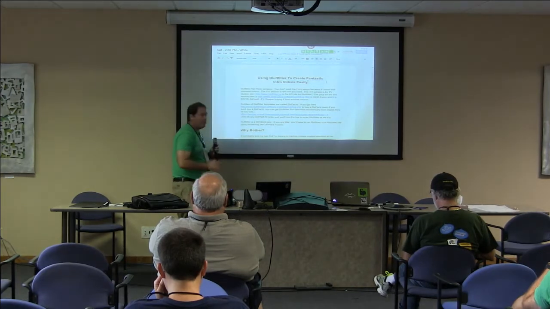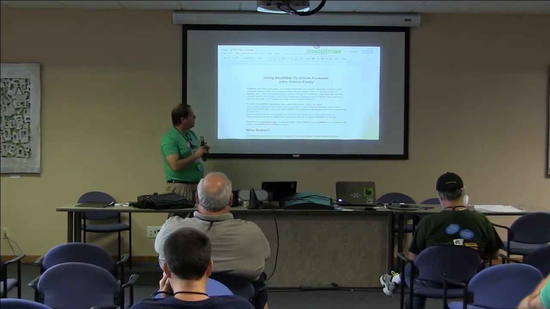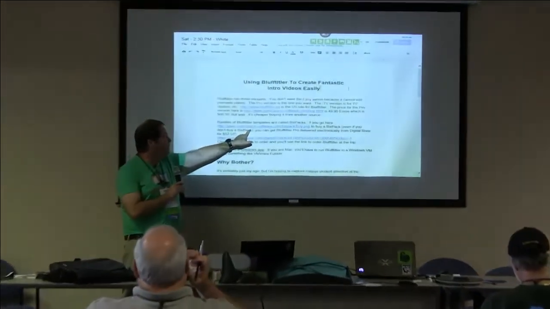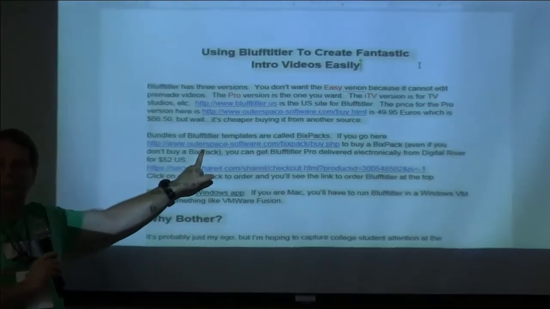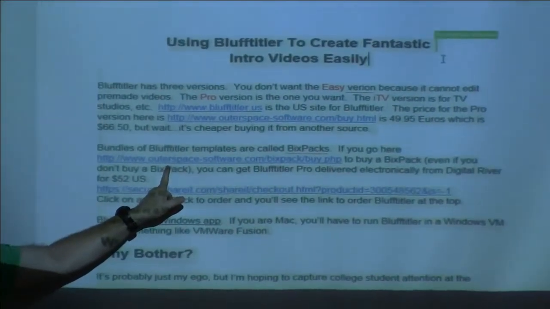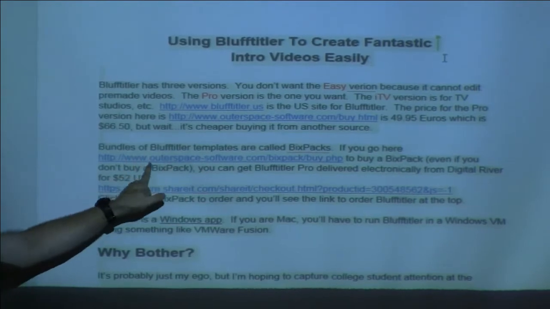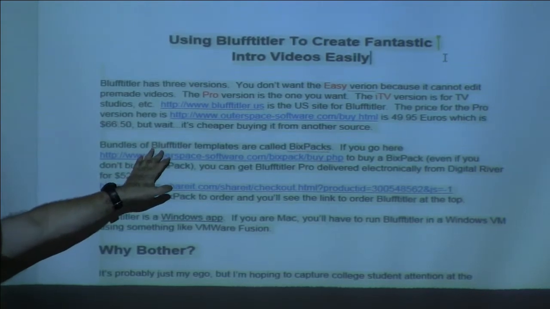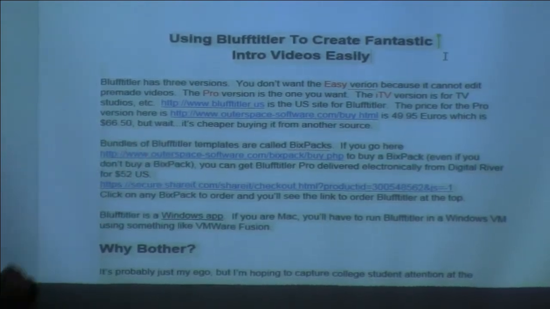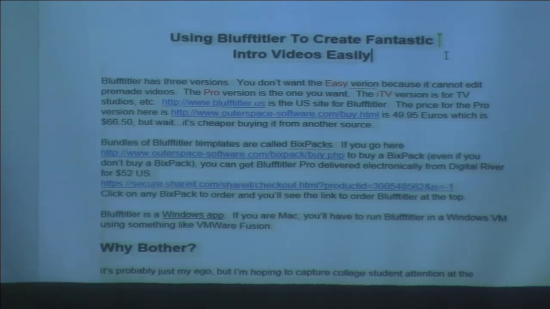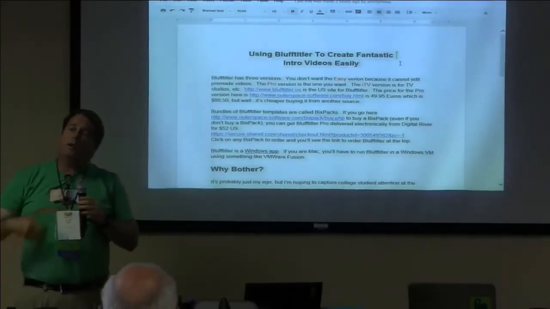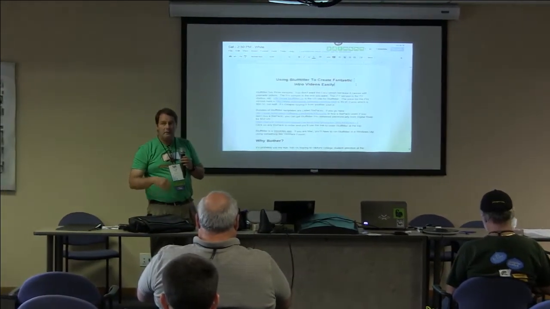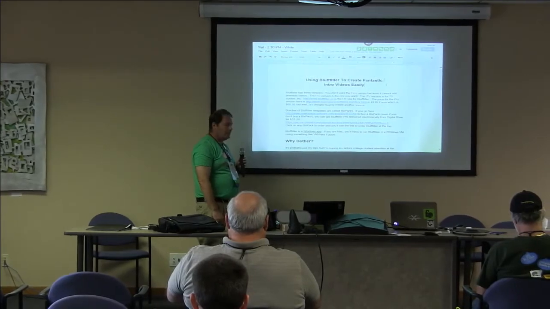Anyway, if you want to buy Blufftitler, rather than buy it from blufftitler.us and going to purchase, you can get it cheaper from a place called Digital River. Digital River handles the electronic distribution of the software. And so if you go there, it'll say buy a Bix pack, but even if you're not going to buy a template pack, it'll be right at the top, and you can get Blufftitler for $52. So I bought this a long time ago. They've been very generous about providing software upgrades for free, and it costs very little to update.